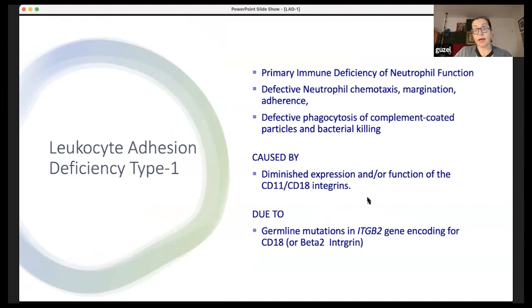It is caused by diminished expression of these CD18-11 integrin dimers, and that is due to germline mutations in the gene encoding for CD18.